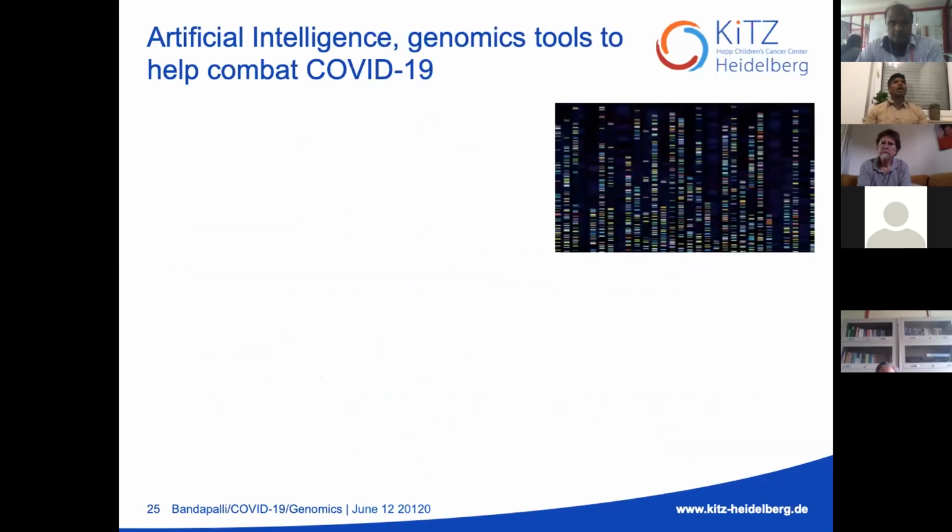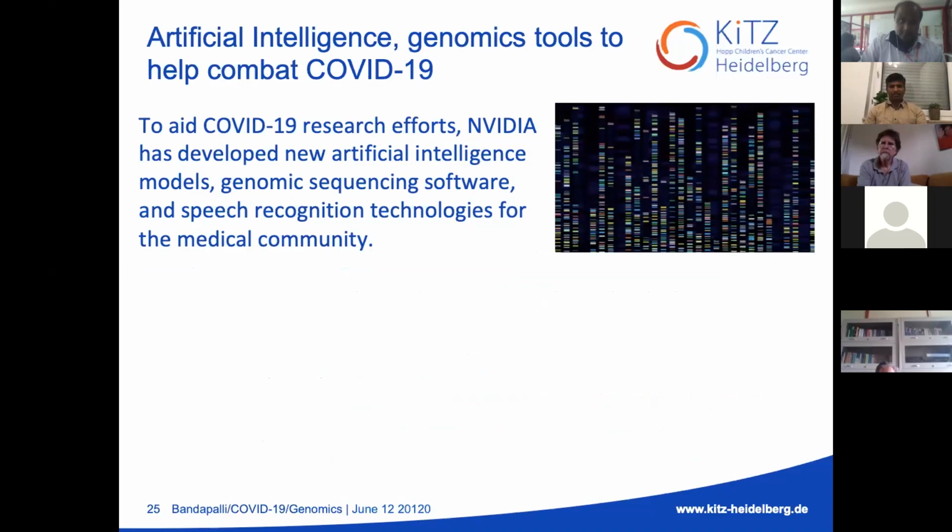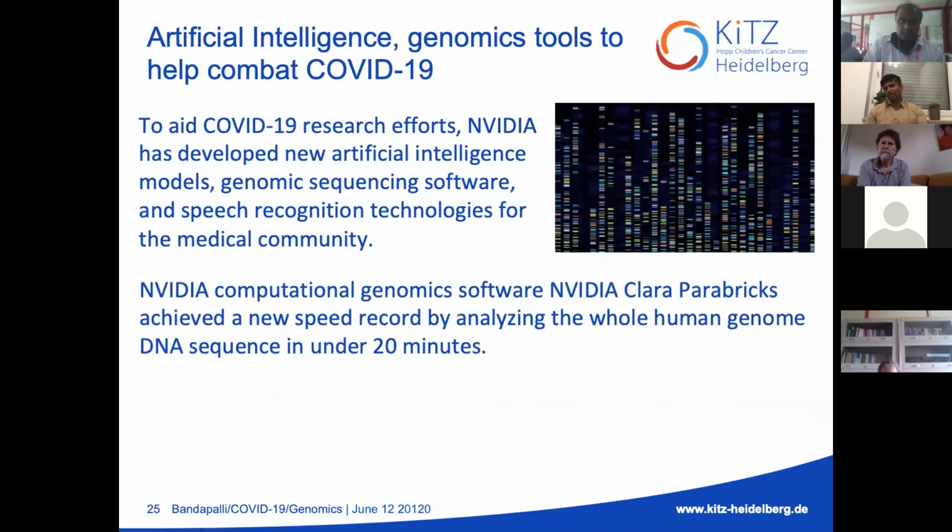In addition to that, how artificial intelligence together with genomic tools can help combat COVID-19. NVIDIA has just released a new artificial intelligence model, genomic sequencing software and speech recognition technologies for the medical community that can help in tackling COVID-19. They have also made computational genomic software called Clara Parabricks that can give a real-time whole genome sequence in under 20 minutes, which would be very important at this time.